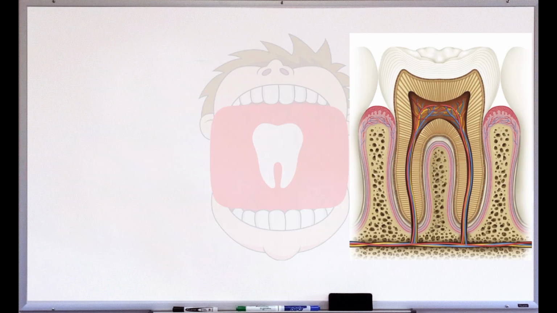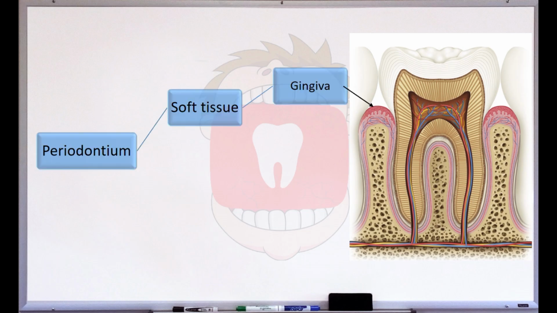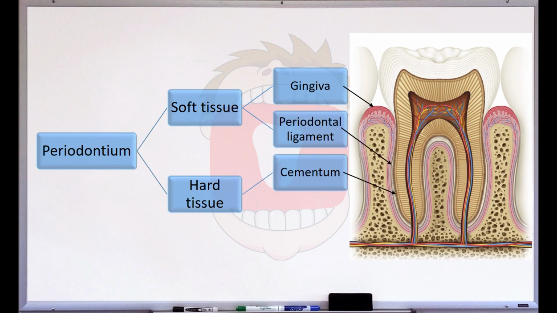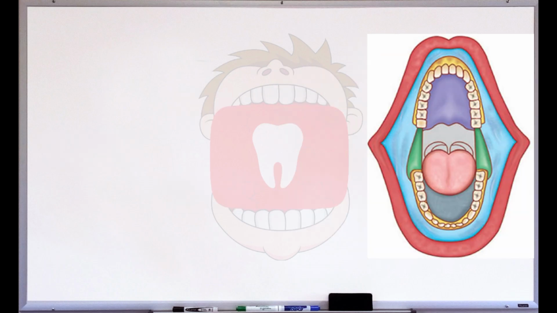Periodontium is a dynamic structure composed of the tissues supporting and investing the teeth. It consists of soft tissue component, which includes gingiva and periodontal ligament, and the hard tissue component, which includes cementum and the alveolar bone. Before going through gingiva, let's learn about oral mucosa.